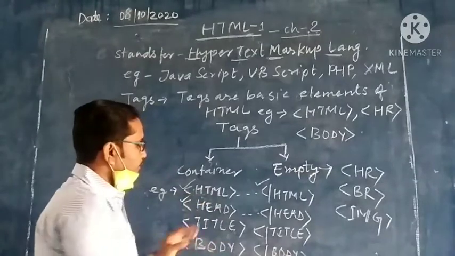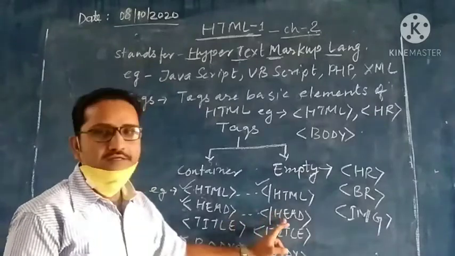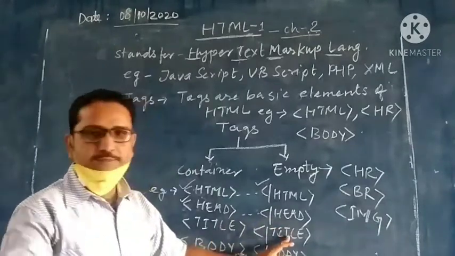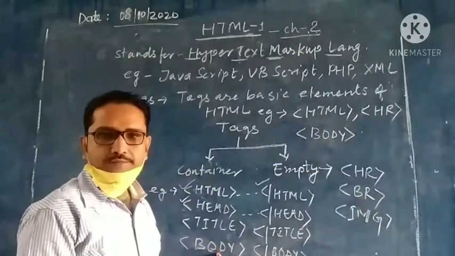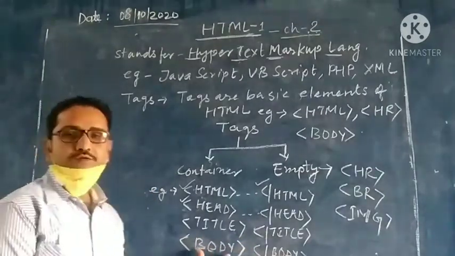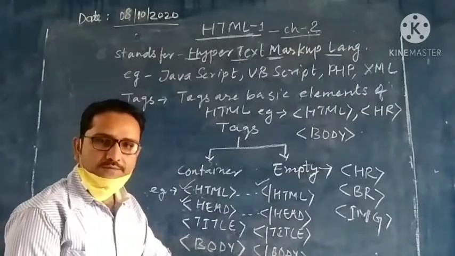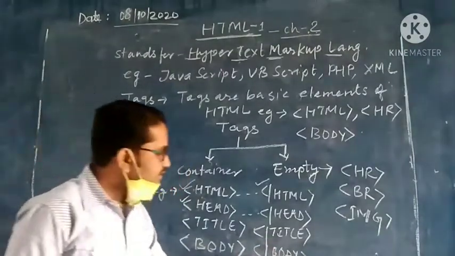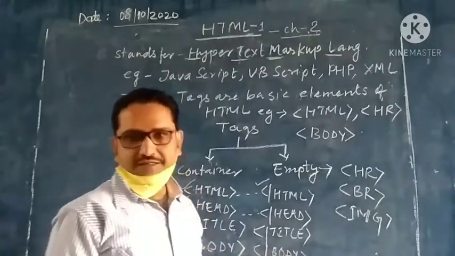Right? After that, we have written head. Head is being closed here. That means head is a container tag. Like that, title is being closed here. Open and close, that means title is also a container tag. And lastly, body is written over here. It is a tag because we have written it within these two brackets. We have closed body by using this slash sign. So it is treated as a container tag.